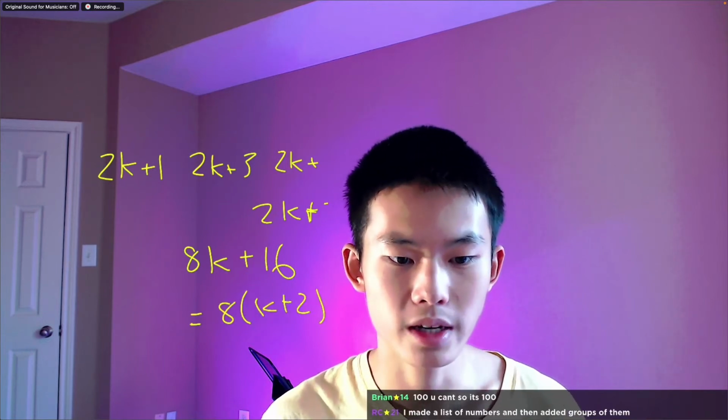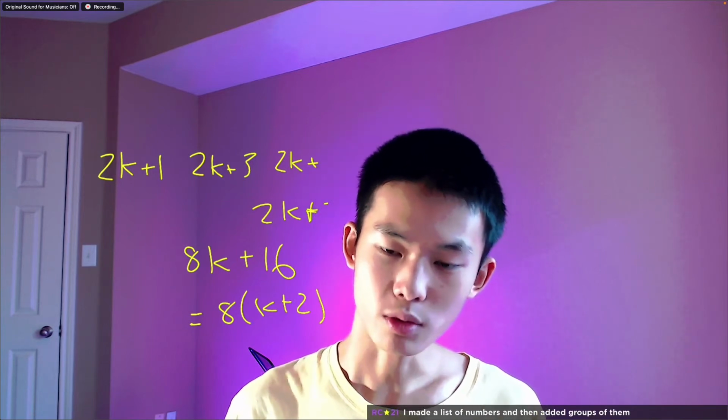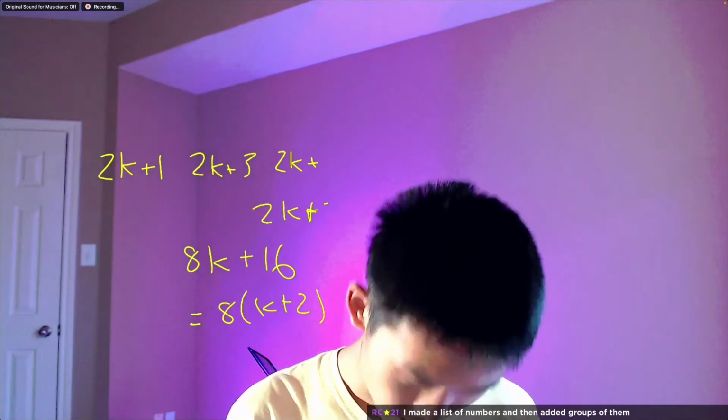So we can notice that the sum of these four consecutive odd integers is equal to 8 times (k plus 2). In other words, this basically has to be a multiple of 8. Now, if you look at our answer choices, all these numbers except for 100 are multiples of 8. So the only number that is not a multiple of 8 is answer choice D, and so D is our final answer.